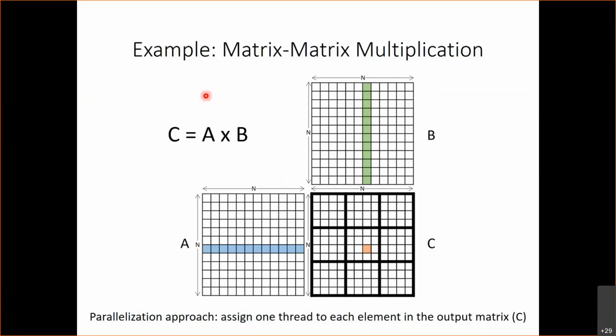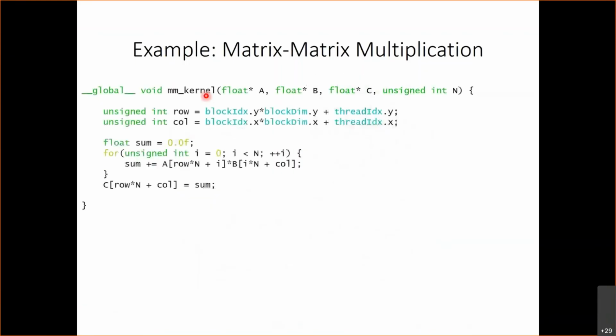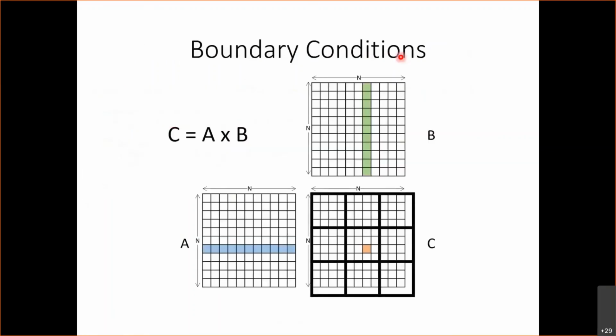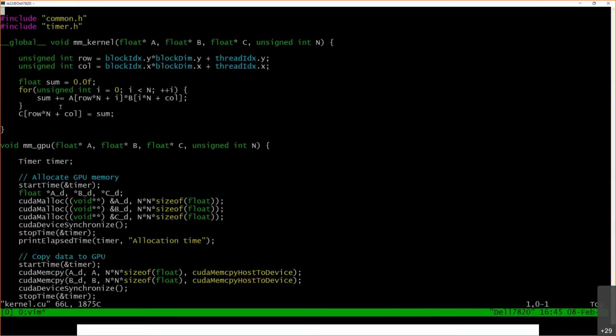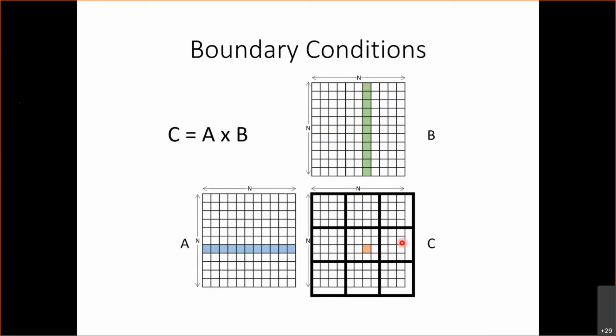Okay, so some final things to take note of. This is the code that we wrote. One thing to take note of is boundary conditions. Your output may not be evenly divisible by your number of blocks, so we would need to somehow place a guard to make sure that we don't write anywhere that's out of bounds.